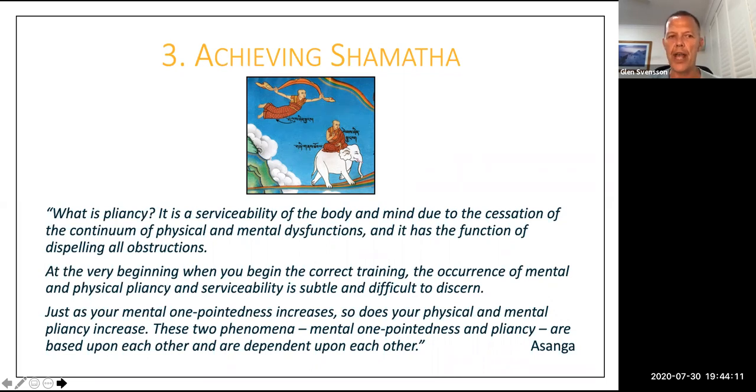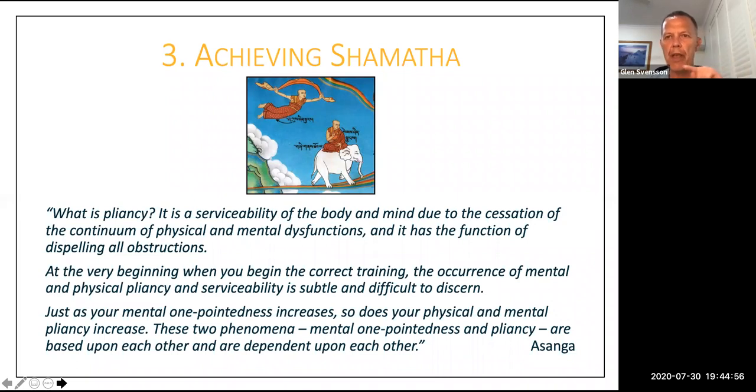And Asanga goes on to say, at the very beginning, when you begin the correct training, the occurrence of mental and physical pliancy and serviceability is subtle and difficult to discern. So even at the early stages of shamatha, we start to have a little bit of pliancy of body and mind, but because it's so subtle, we don't notice it. But he says, just as your mental one-pointedness increases as you go through the stages, so does your physical and mental pliancy increase. These two phenomena, mental one-pointedness and pliancy, are based upon each other and are dependent upon each other. So as we move along these 9 stages, we have greater and greater degrees of physical and mental pliancy.